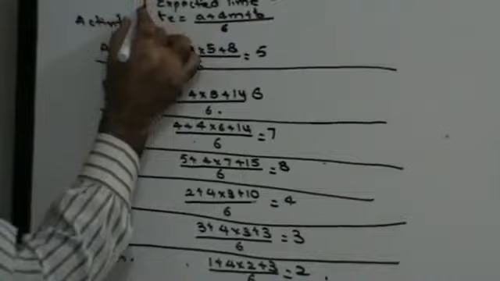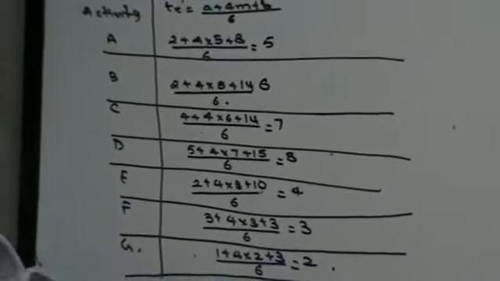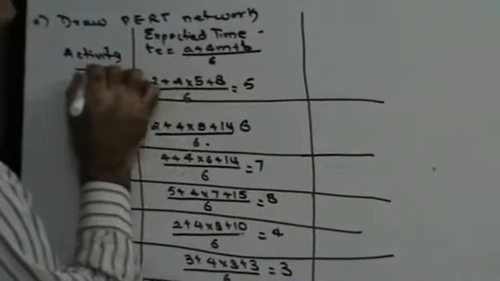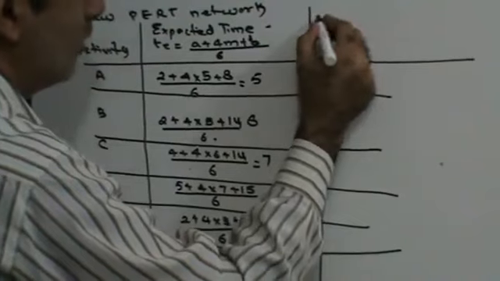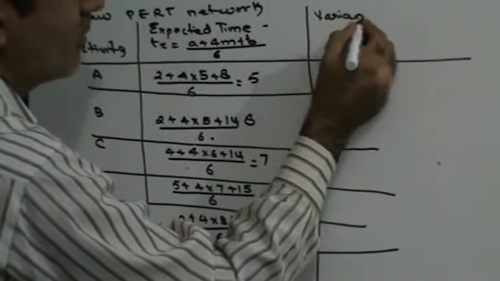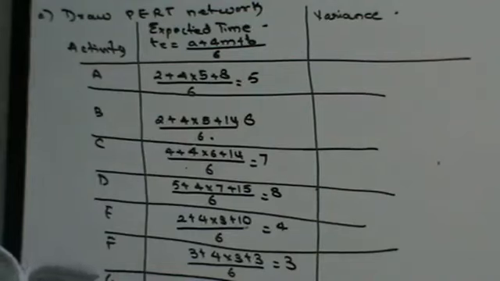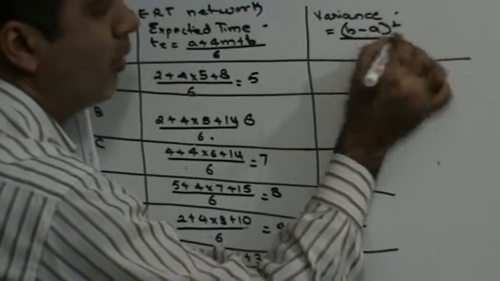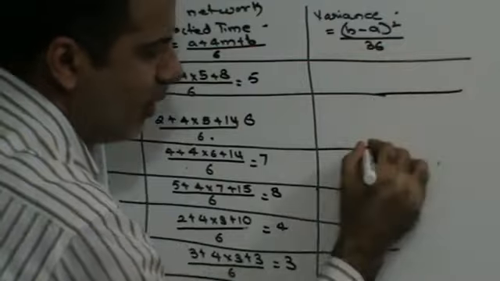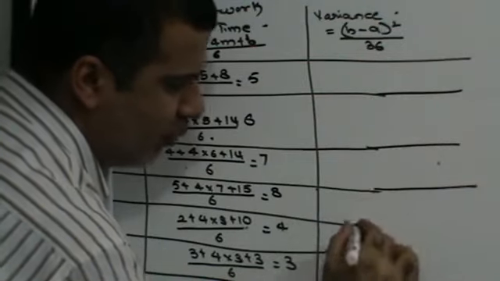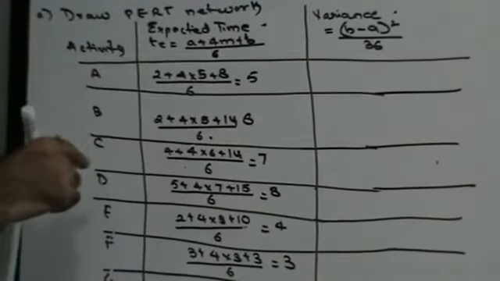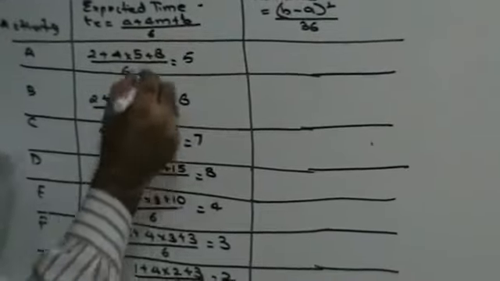Once you get the expected time, the next thing that you need to find out is variance. How do I find out variance? Variance is given by the formula B minus A, the whole square, upon 36. Why do I need variance? Just wait for some time. I'll show you where and why I need a variance. Let's just calculate first. Once I draw the diagram, I'll be able to explain to you.